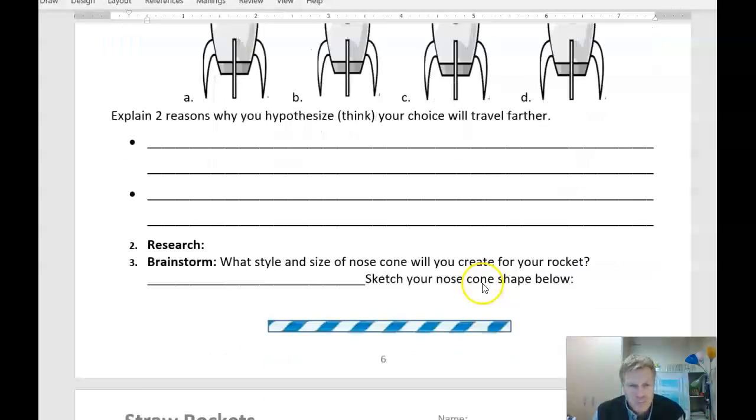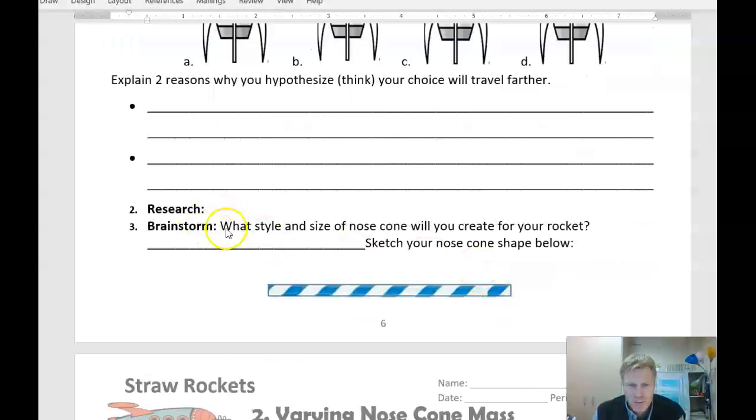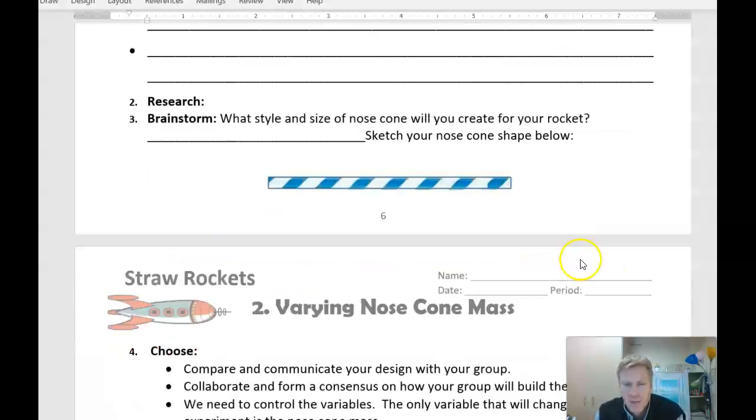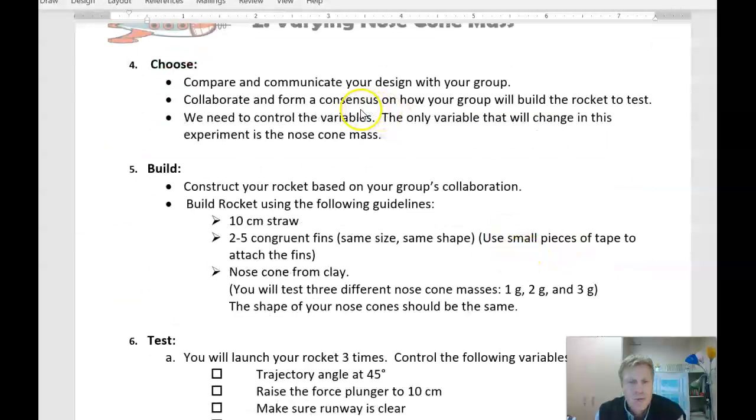Then moving on, the next part is to brainstorm. What style and size of nose cone will you create for your rocket? For a lot of people, they might be creating a new rocket for this packet. Some people will be using the same one. So put the nose cone shape that you would use and the fins that you have on your rocket. If there are any changes, you can write them there. Then we're going to choose, and if you're working in a group or with a partner, this is where you need to talk about whether you're going to make any changes to your rocket before you start the testing.